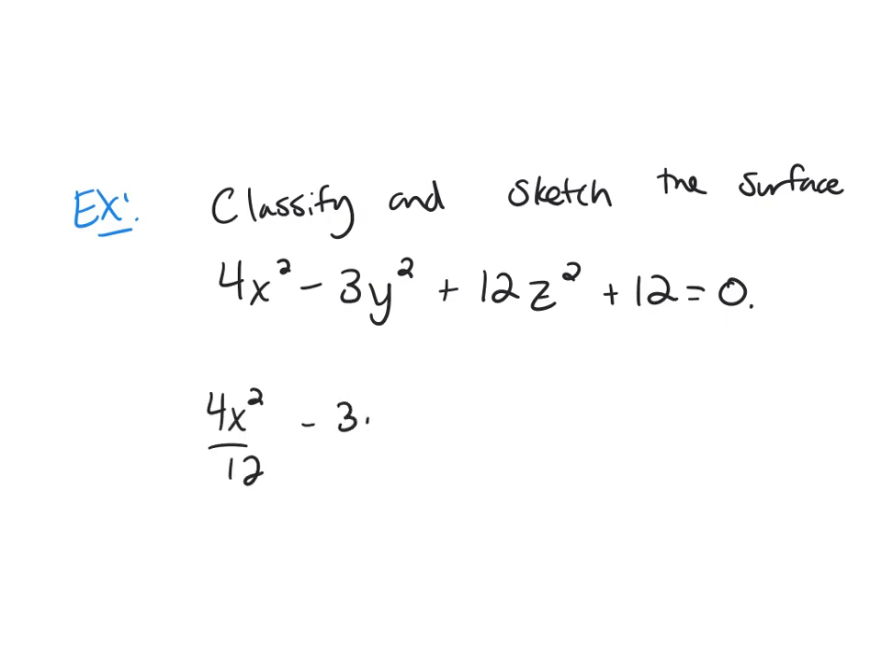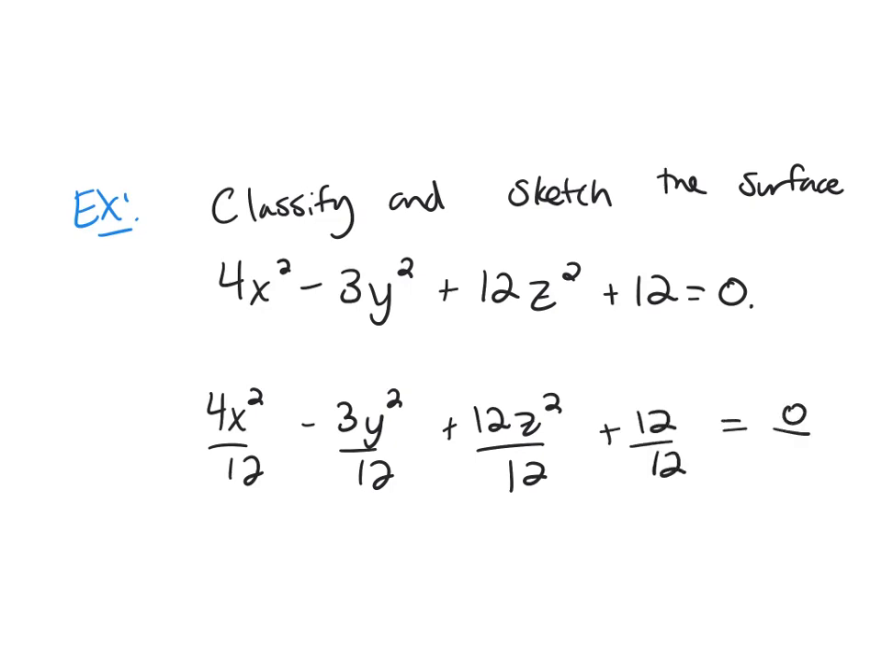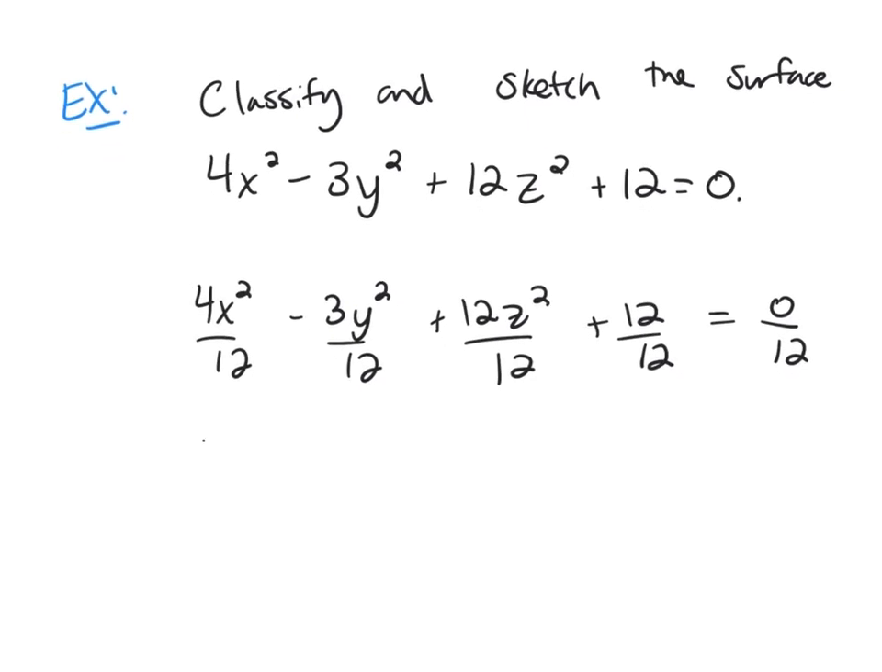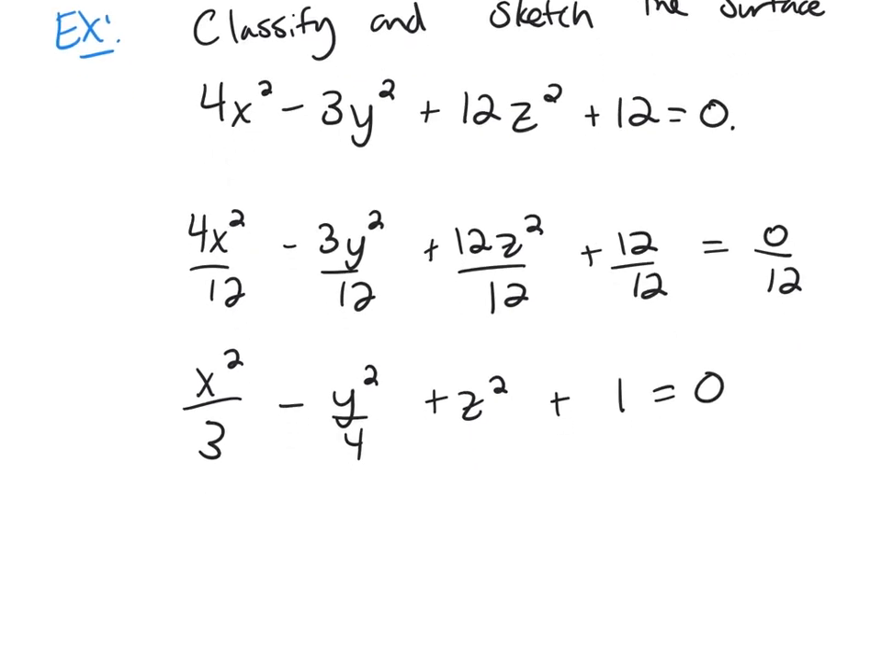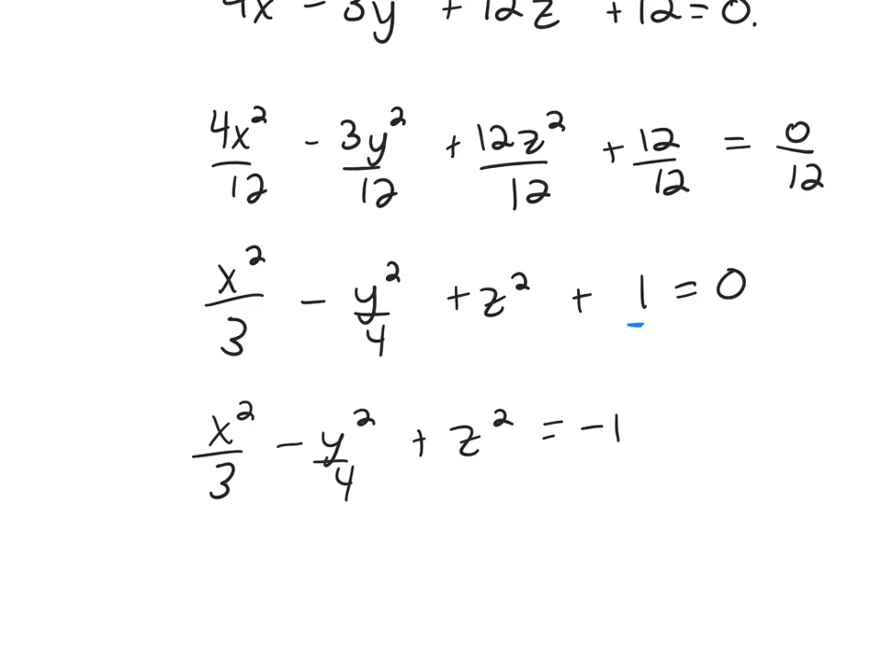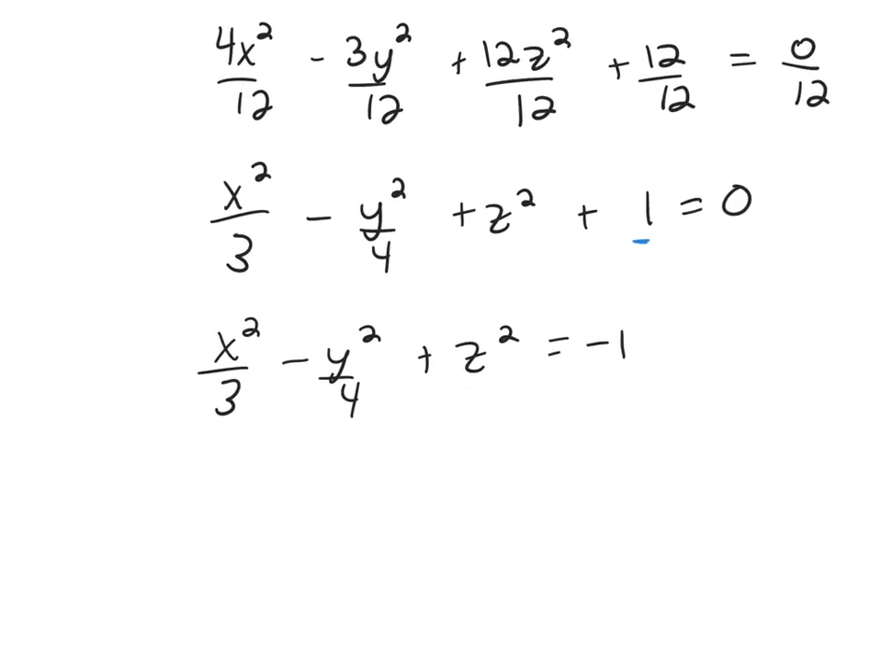So by 12, now it's x squared over 3 minus y squared over 4 plus z squared plus 1 equals 0. And now we see this 1 that we have here, which we're going to subtract over to the other side. But if you look back at our table, this constant term over here needs to be a positive 1. So I'm going to divide everything by a negative 1, or multiply by a negative 1. It's just going to flip all my signs.